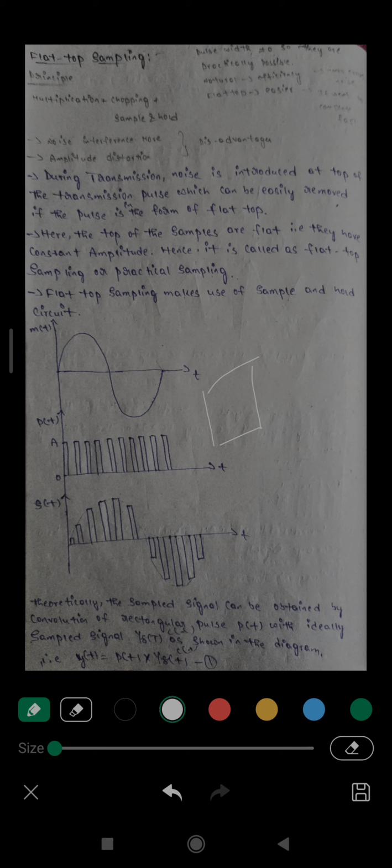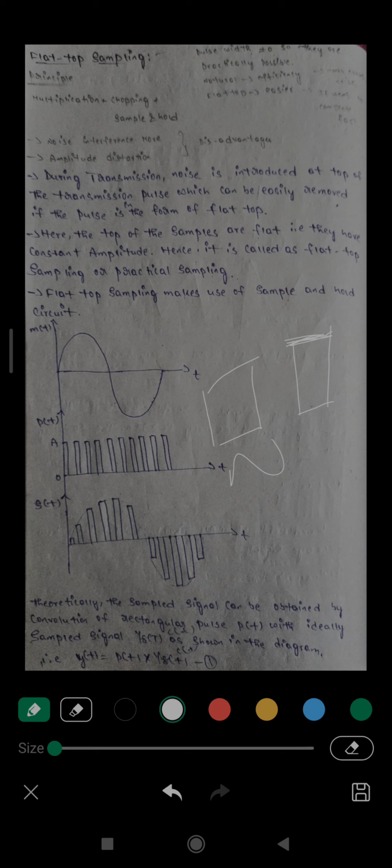In natural sampling, there is noise interference. To overcome that problem, we introduce the next sampling method, flat top sampling. It is like natural sampling, but in flat top sampling the top of the surface is flat. That is the difference between natural sampling and flat top sampling.